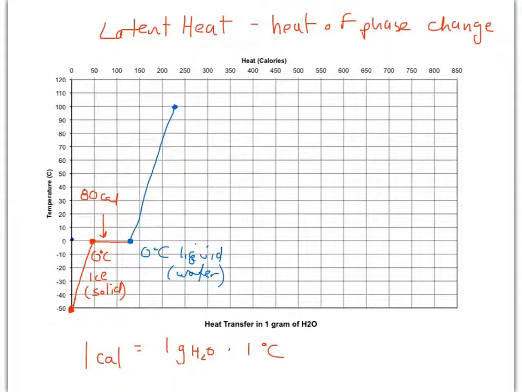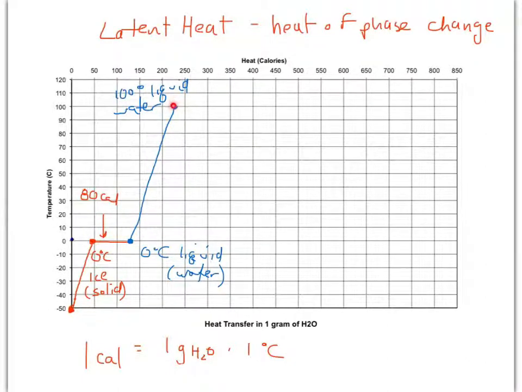Now that it has finally changed phase from 0 degree ice to 0 degree water, now I can start adding calories of heat and it will actually change the temperature. We call that sensible heat because a thermometer will sense that change in temperature right there. So it goes up and up and up and it becomes 100 degree liquid water.